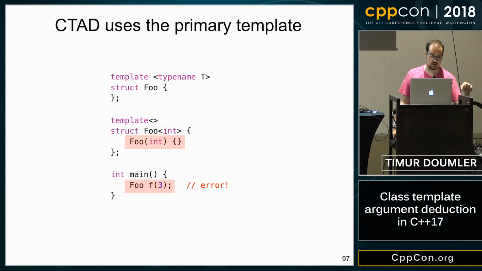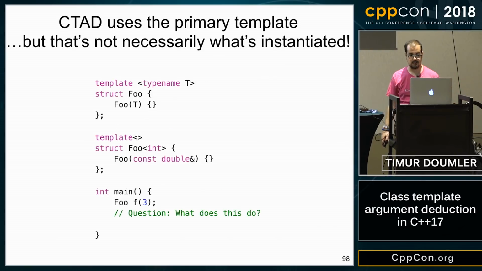But what you have to keep in mind is that CTAD phase one is using the primary template, but that's not necessarily what it's going to use in phase two, where you actually create the object. So here's a funny example. You have a primary template, but this time it has a constructor that takes a T, and then you have a specialization for int that takes a const double reference, and then you instantiate the thing with an int. What does that do? Anyone want to guess or know? Convert to double.